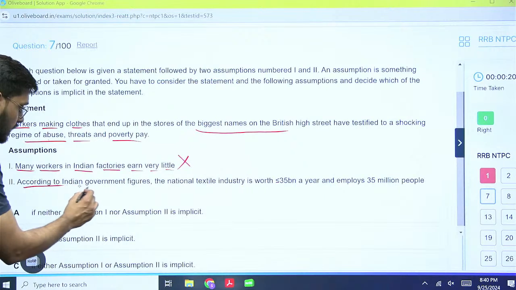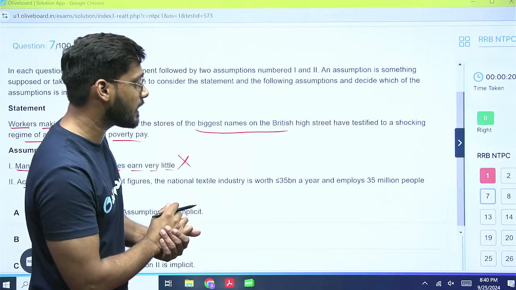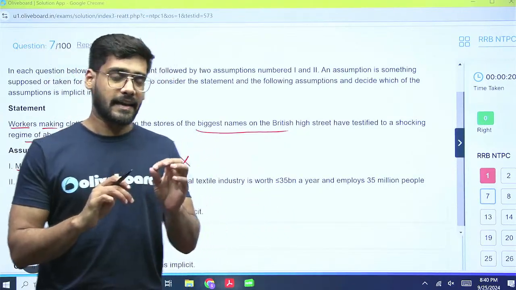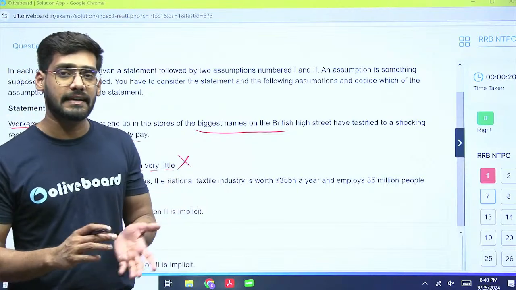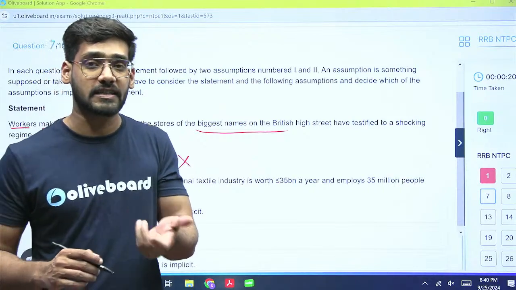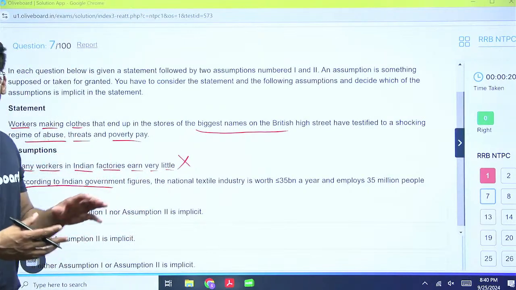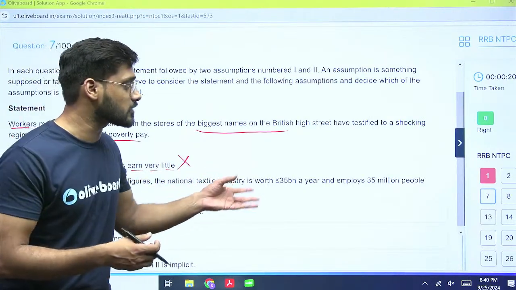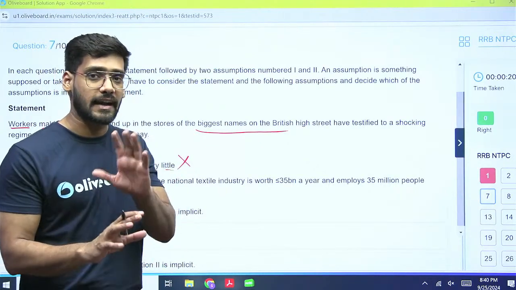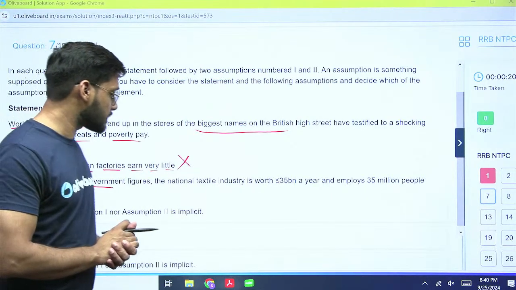Second one, according to the Indian government figures, the national textile industry is worth less than or equal to 35 billion a year and employs 35 million people. I guess this assumption goes out of the context given in the statement. In the statement, we are talking about the workers making clothes that end up in the high street of London, facing abuse, poverty pay, and threats. But the second one talks about employment and revenue generation, which does not align with our statement. So this assumption also is not implicit. The answer should be option A: neither assumption 1 nor assumption 2 is implicit.